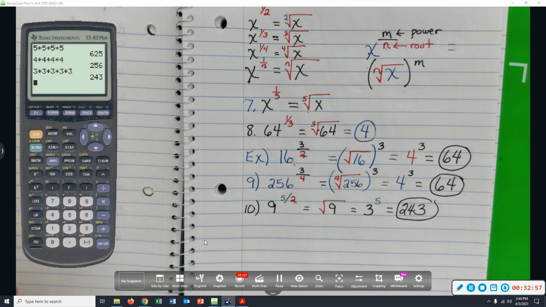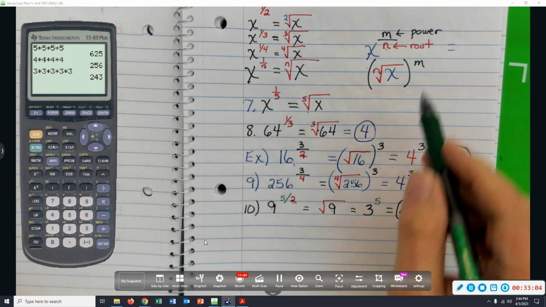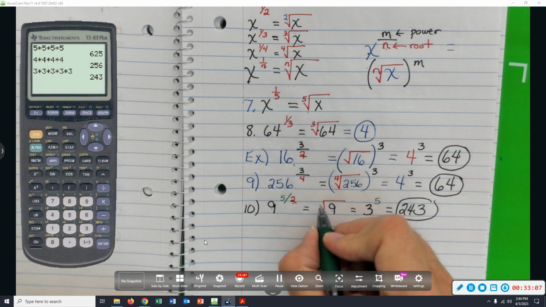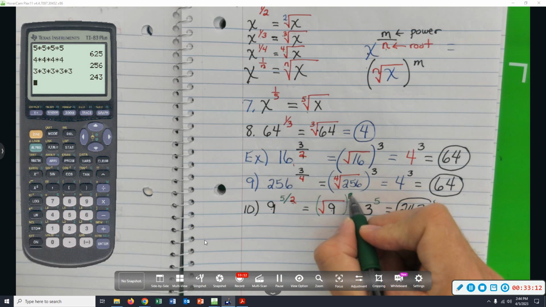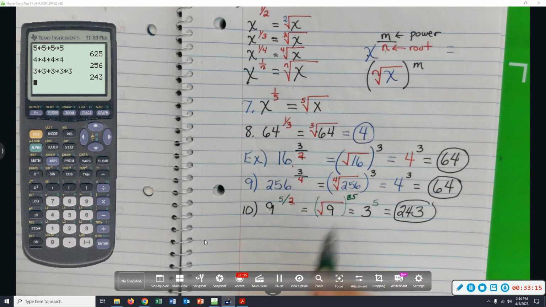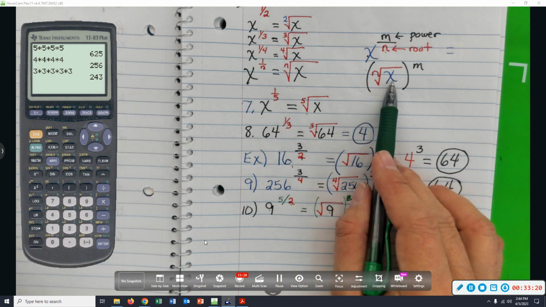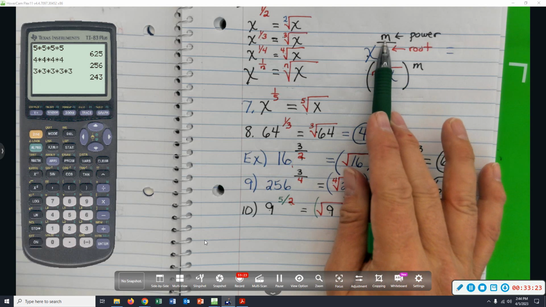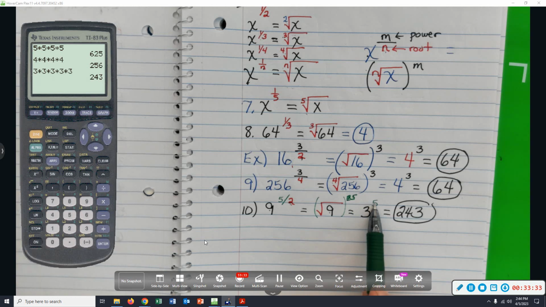Oh, wait. I'm sorry. I messed up right here, going from here to here. You're taking the square root of 9. The bottom number is the root, and I should have done that. Oops, that's where I was confused. That's a 5 right there. So you're taking the square root of 9. That gives you a 3. Then raise it to the top power, and that top power is a 5. So 3 to the 5th is 243.